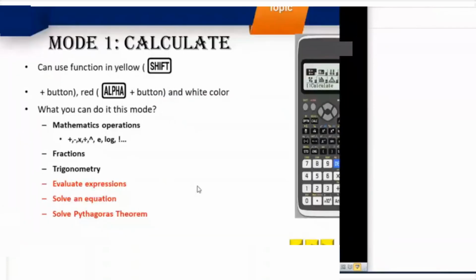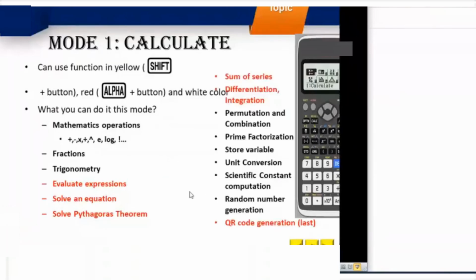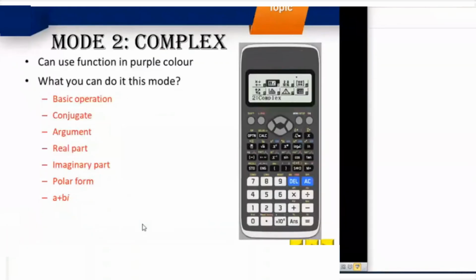If you see in mode 1, these were all the things that we did. We can solve fractions, we can apply mathematical operations, we can solve expressions, we can solve an equation, we can solve Pythagoras theorem, sum of series, differentiation, integration, permutations, combinations, prime factorization, store variables, unit conversions, scientific constant computations, random number generations, QR code generations. We did all that somewhere or the other in the previous episodes.